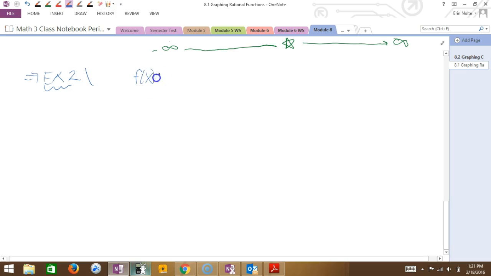f of x is equal to... Does anybody know what's going to happen on this one? Left 5. Yep. Because it's inside of my function. Translations. Left 5.